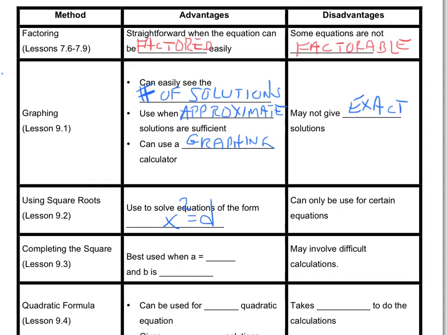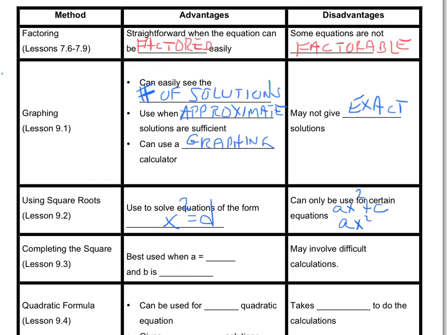The disadvantages obviously are it should only be used for certain equations, and certainly anything that has ax squared plus c or ax squared. If you have a bx in there someplace, then this is not a method that you can use. The x's in one of the terms only is the only way that this square root method works.